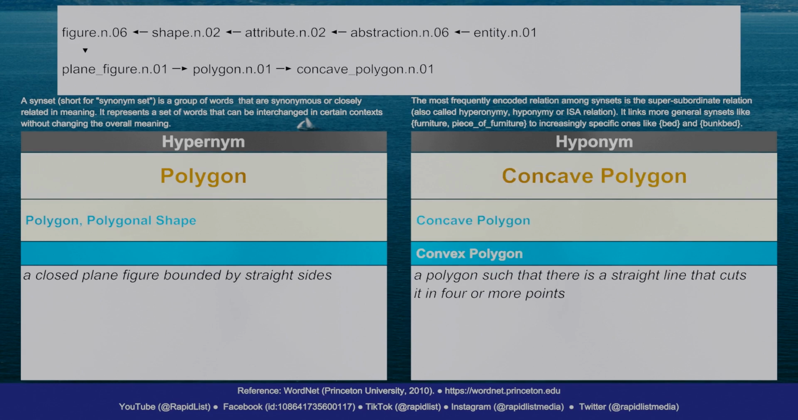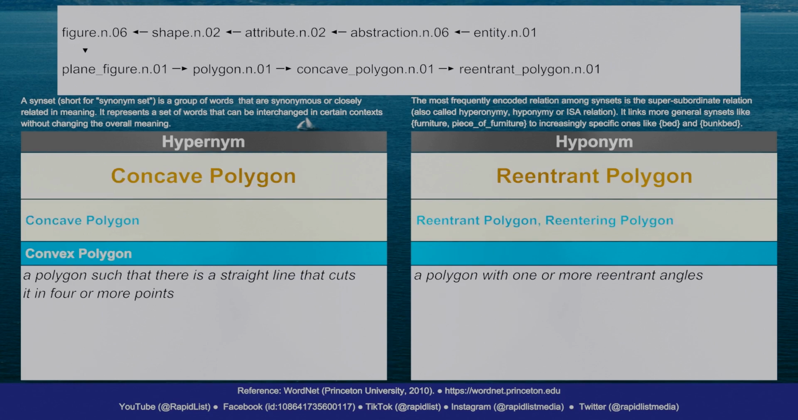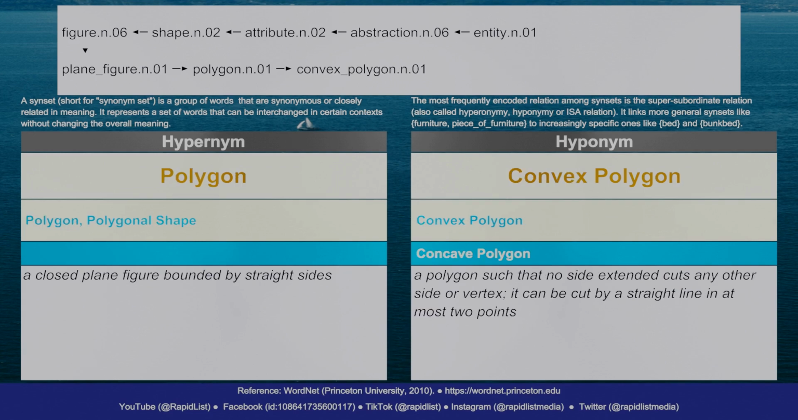Concave polygon. A polygon such that there is a straight line that cuts it in 4 or more points. Reentrant polygon. A polygon with 1 or more reentrant angles. Convex polygon. A polygon such that no side extended cuts any other side or vertex. It can be cut by a straight line in at most 2 points.